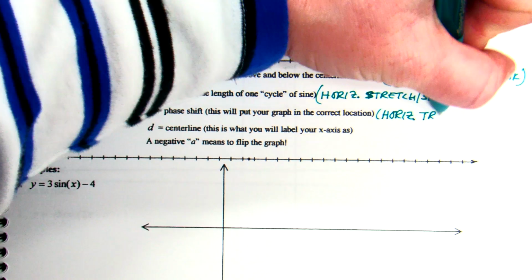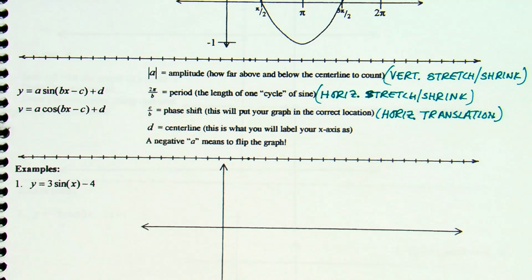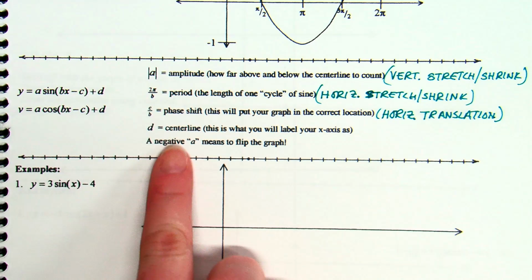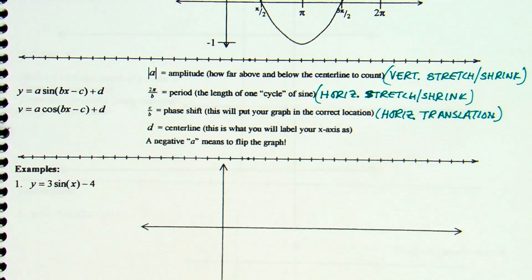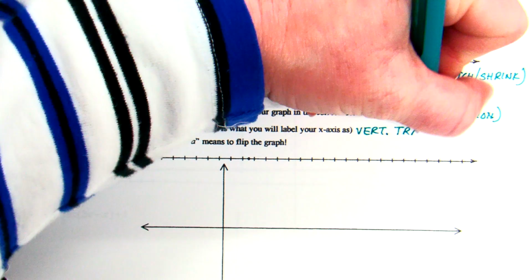Notice there's a plus D at the end. From your Algebra 2 days, what does a number added or subtracted at the end of the equation do? Moves it up or down. Now, what we call it here is the center line. This is what you'll label your x-axis. So instead of moving our graph up and down, we're just going to label our center line as something other than 0 possibly. But this is essentially equivalent to whatever your vertical translation would be.